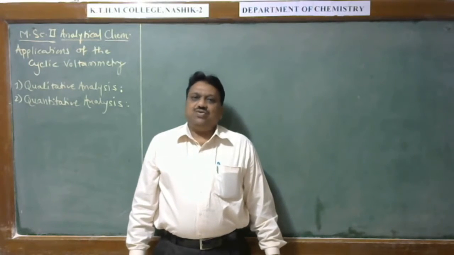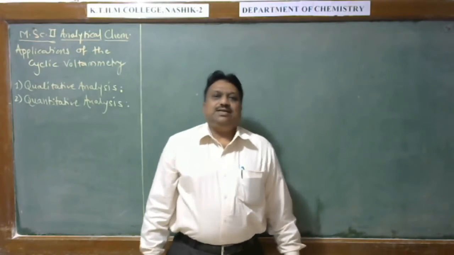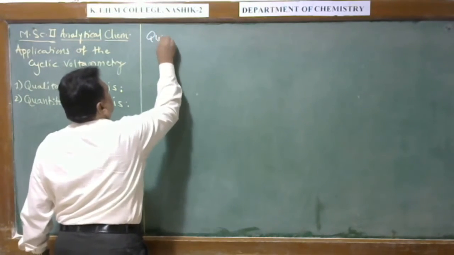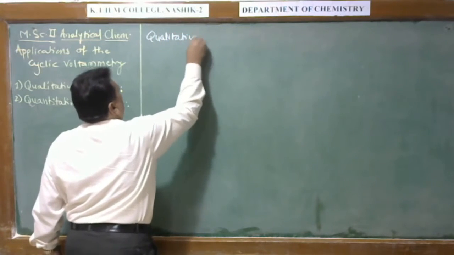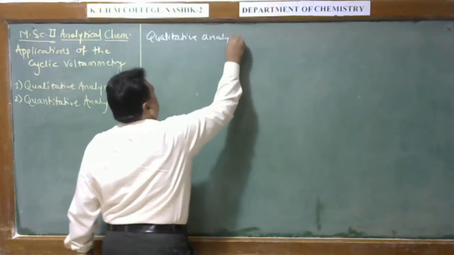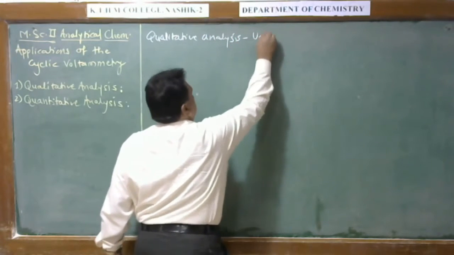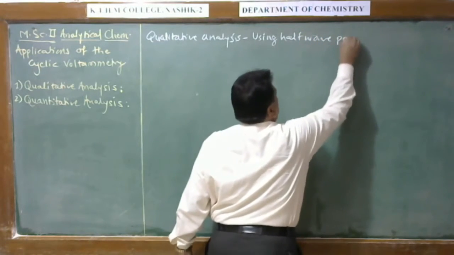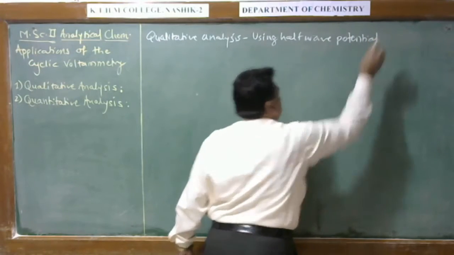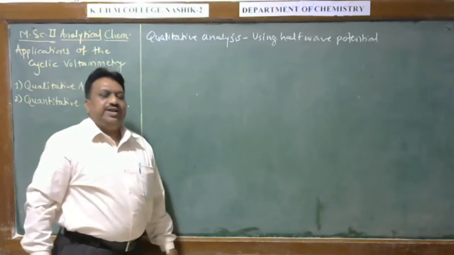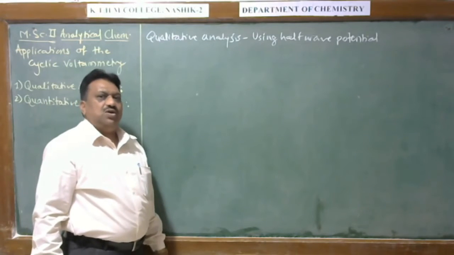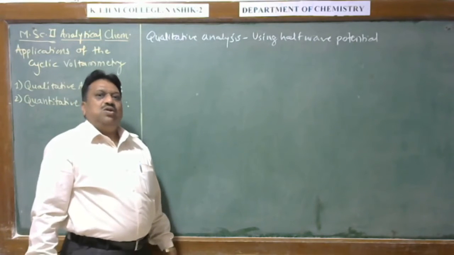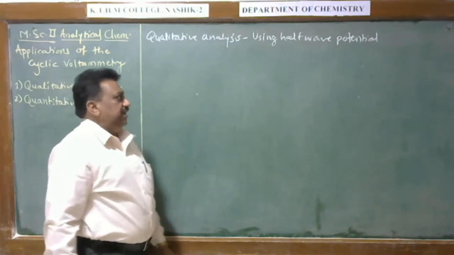Therefore, the applications of cyclic voltammetry, number one is qualitative analysis. Qualitative analysis in cyclic voltammetry is also done by using the half-wave potential. Similar to polarography, in cyclic voltammetry, the half-wave potential is utilized for identification or estimation of the sample component which undergoes oxidation and reduction at the working electrode.